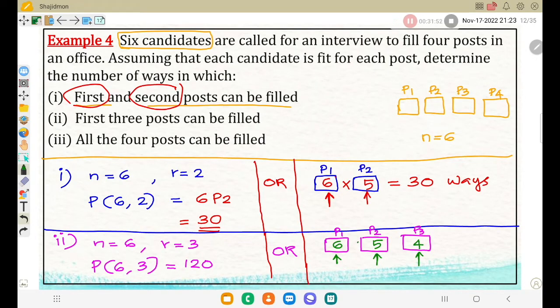So totally how many possibilities? 6 multiply 5 multiply 4, that is totally 120 ways we can arrange. So the same answer we get. One of the ways you can do it when answering the questions. Totally 120 ways. Now the third part of the question. All 4 posts can be filled. All 4 posts means how many ways? So I can go to the third question now.